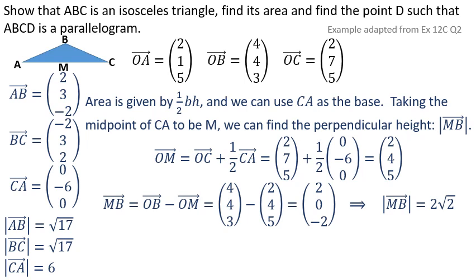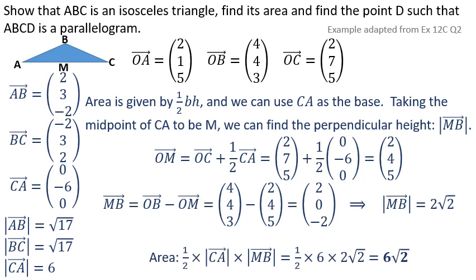And the bit we care about is the length of MB. It might be worth checking that this is reasonable. I've got a diagram which is not far off being an accurate diagram. AB and BC are slightly shorter than AC. We're getting a value for MB which is 2 root 2. It's just less than 3, because 2 root 2 is root 8, which is just less than root 9. So if that length looks reasonable according to a diagram, then that's usually a good sign.